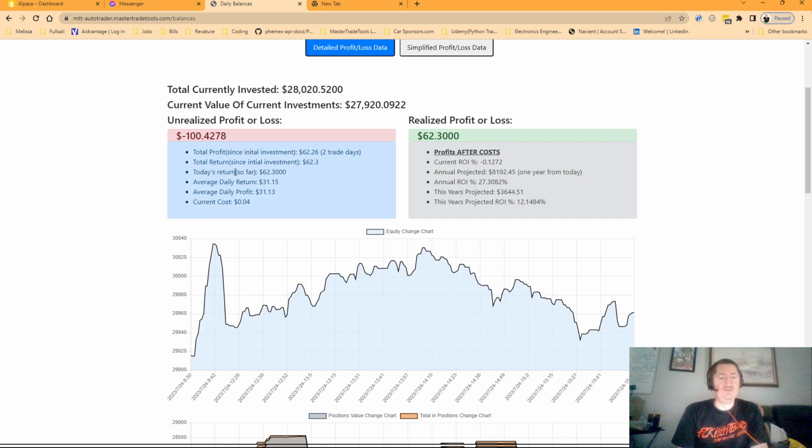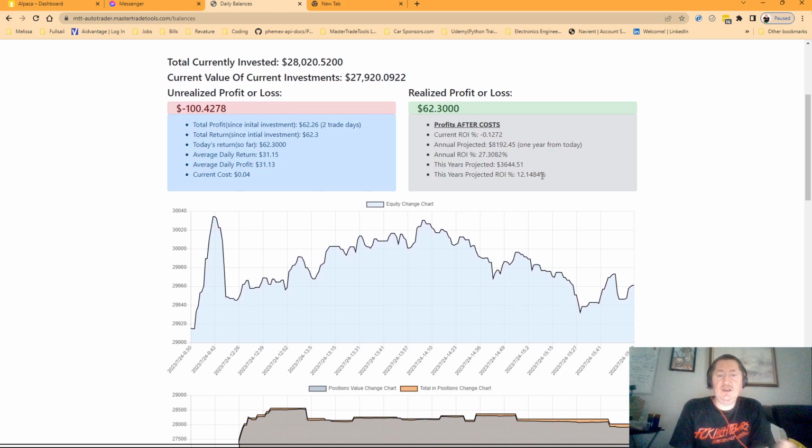Today, we received a total return of $62.30, which is the profit we received from closed positions. It also tells you what the average daily return is. In this case, it's 62.3 divided by 2 days, which gives us $31.15 per day. And then it also gives us our average daily profit, which takes into account current costs.